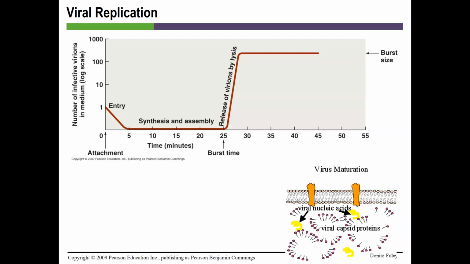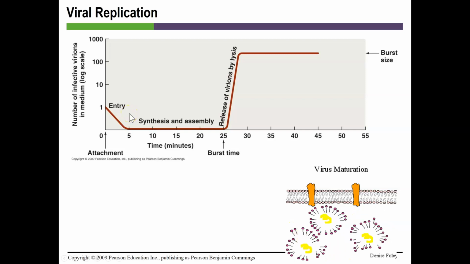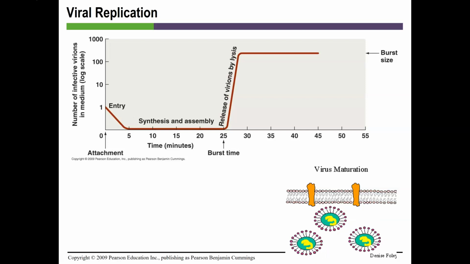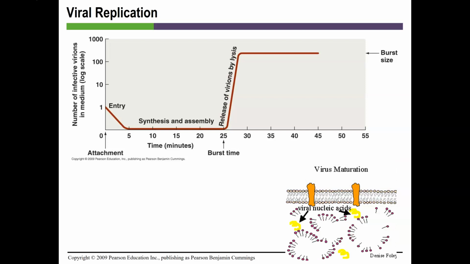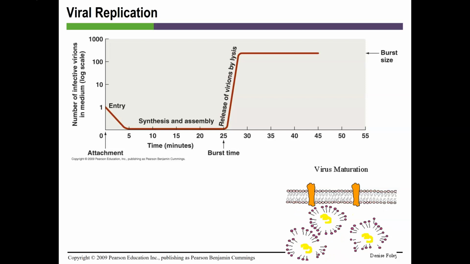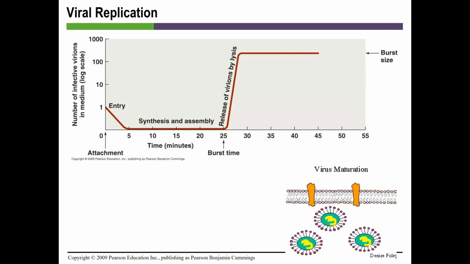If you start with just a single virion, when that enters into the cell, there will not be any infectious virions because now there is only the genome of the virus inside the cell. If you were to break everything open and look for virus at this point, you will not have any infectious virus. You only have viral genome, incapable on its own of infecting a different cell.